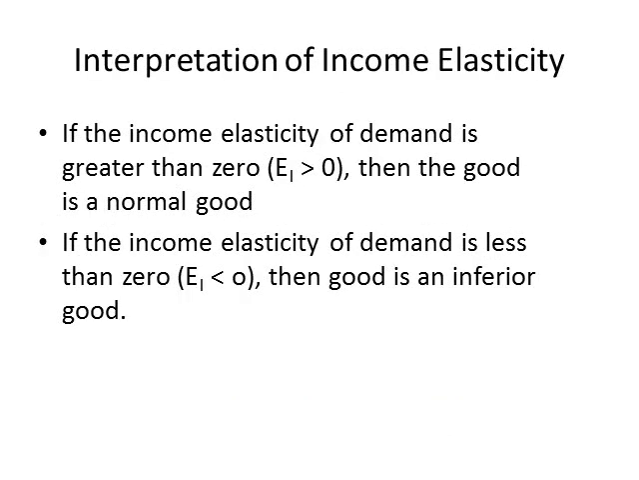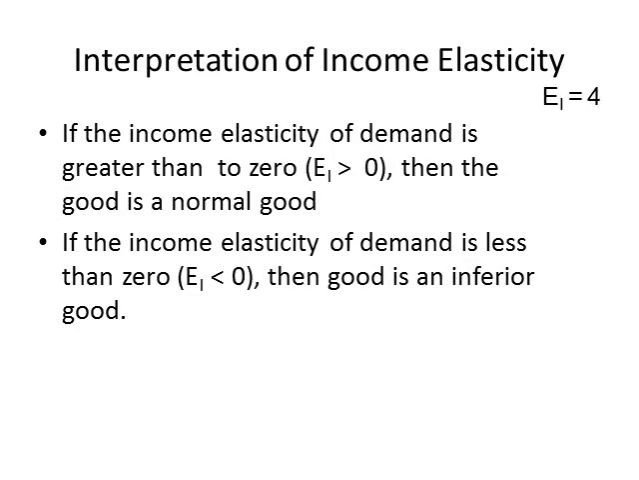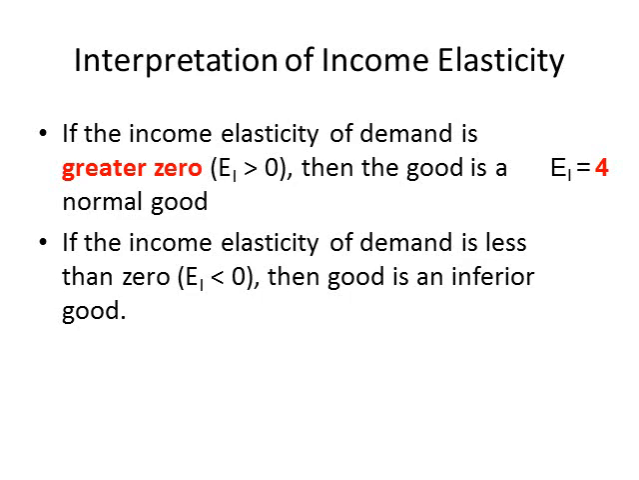Next, remember that if the income elasticity of demand is greater than 0, then the good is a normal good. If the income elasticity of demand is less than 0, then the good is an inferior good. Let's see how an income elasticity of 4 compares with the two criteria we have for interpreting the income elasticity. Now, let's compare the income elasticity we calculated with the first rule, that is, the income elasticity of demand is greater than 0.